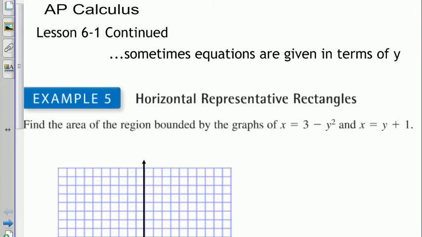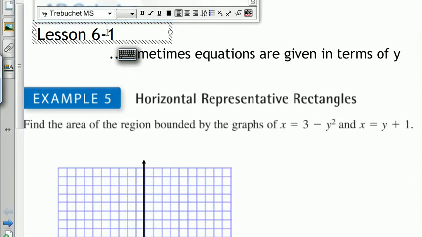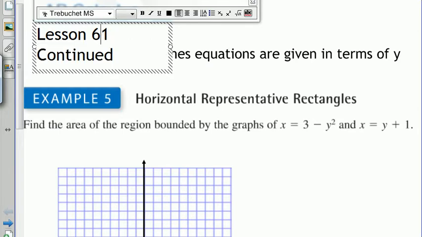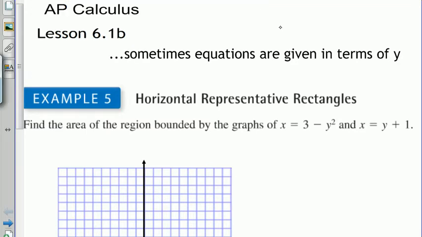Okay, so this is 6.1 continued, so maybe it would be smarter to call this at this point 6.1b, so you have a better idea of what's going on here. We can delete the continued part. So that's what we have, 6.1b.